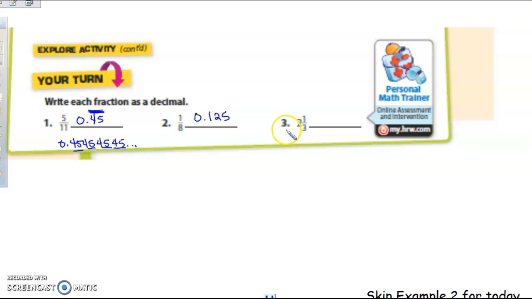When I look at 2 and 1/3, there are 2 ways you could do this. I can move this whole number over. That's my whole number. The 1/3 we found was 0.33333333, so it is going to be a repeating 3. So 2 and 1/3 is 2.3 repeating.